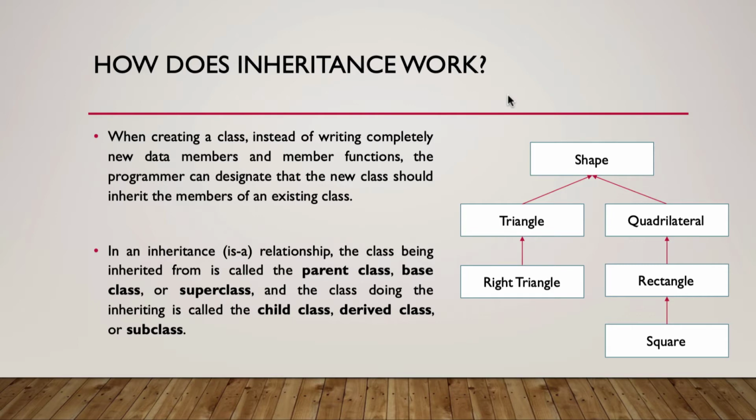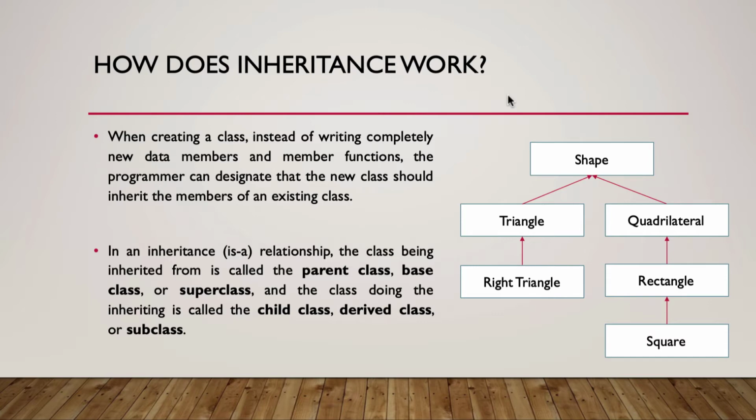In an inheritance relationship, we are dealing with an is-a relationship. For example, a mammal is an animal, a dog is a mammal, hence a dog is an animal as well, and so on. The class being inherited from is called the parent class, base class, or superclass. And the class that inherits from the other class is called the child class, derived class, or subclass.